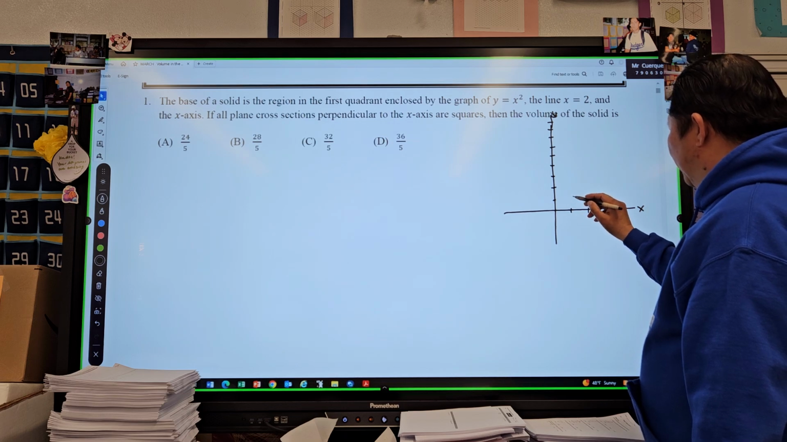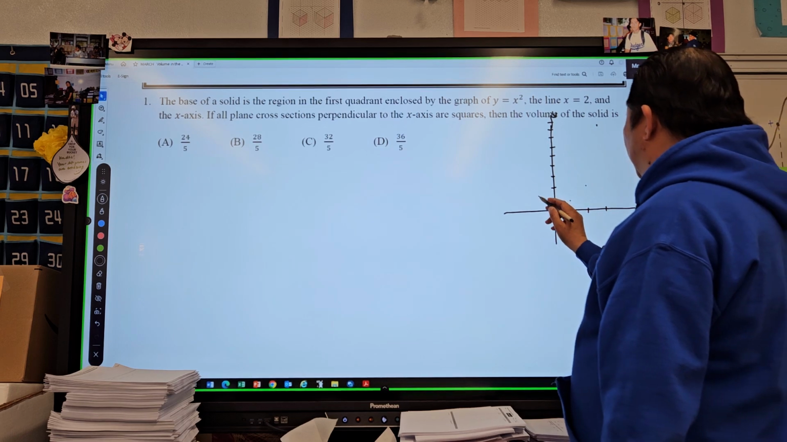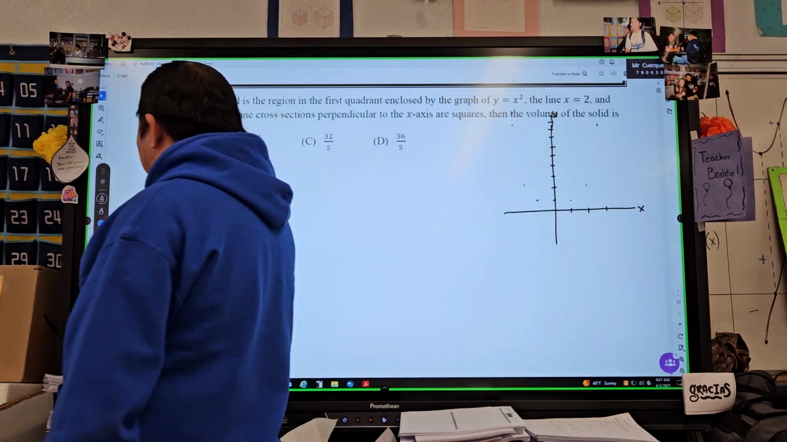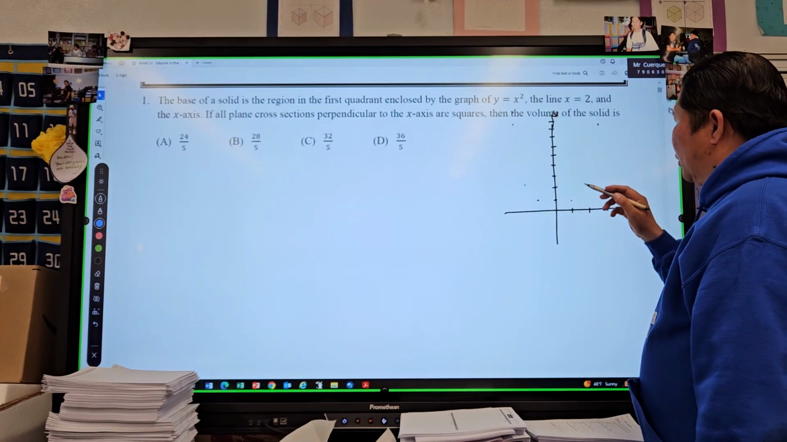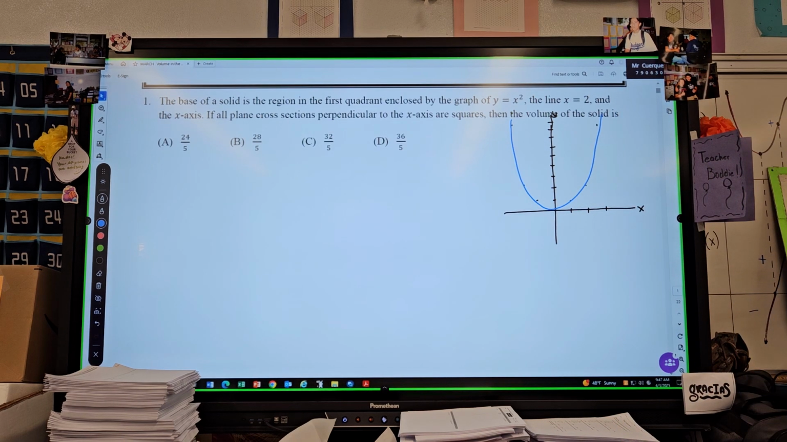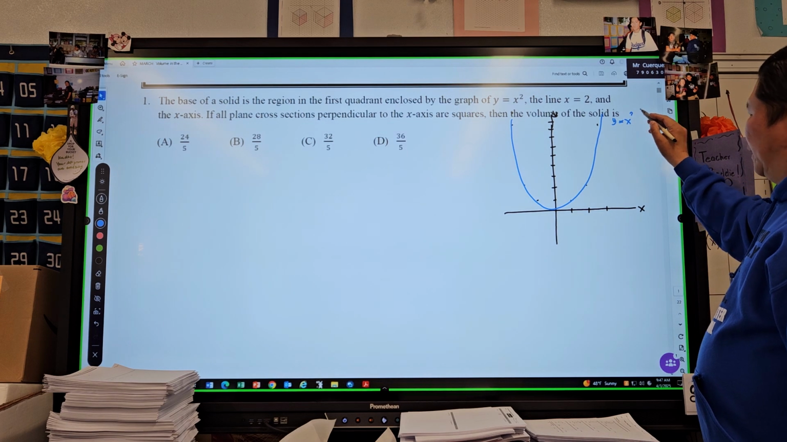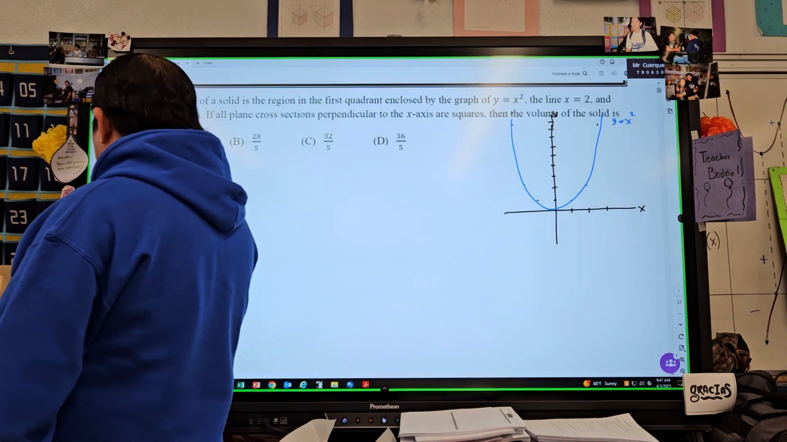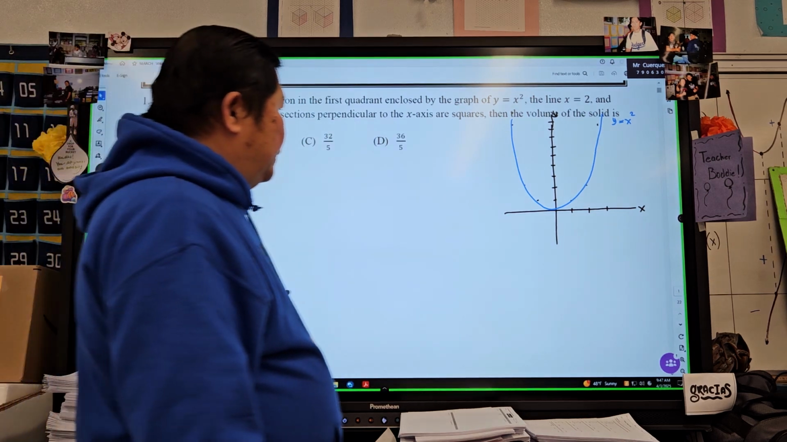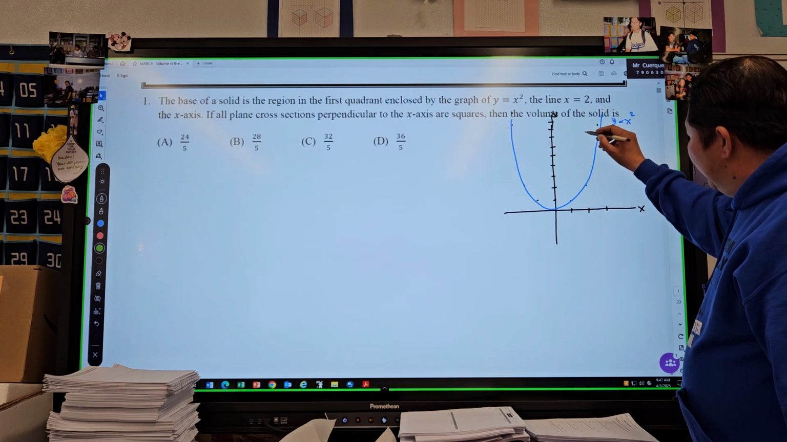So we have this. So I'm gonna use blue color for this parabola. Okay, this is clear, guys. So this is now the function y equals x squared, and then I'm gonna have a line x equals 2. So the x equals 2 is this one, right? I'm gonna have a line.